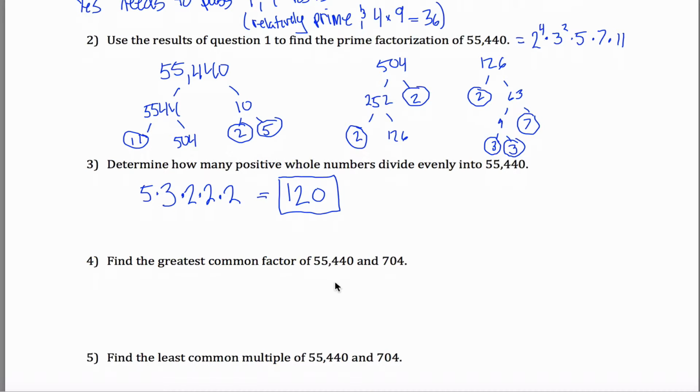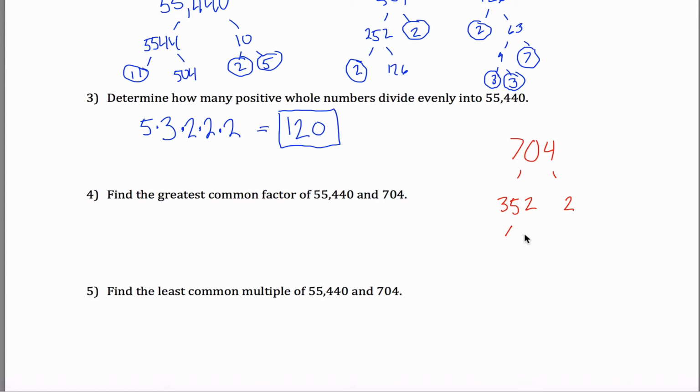Well, to find greatest common factors, I also need prime factorizations. I already have the prime factorization of this number, so let's find the prime factorization of 704. Ooh, that's a strange looking 704. Well, I could do this a couple of ways. I know it's even. That's probably the easiest way. So it's 2 times something. That something ends up being 352.